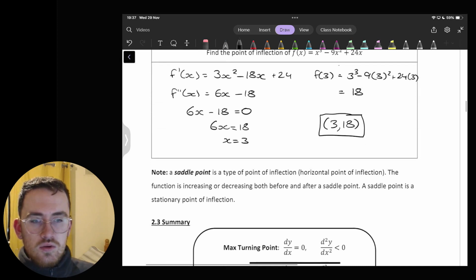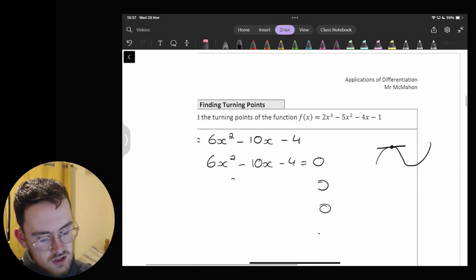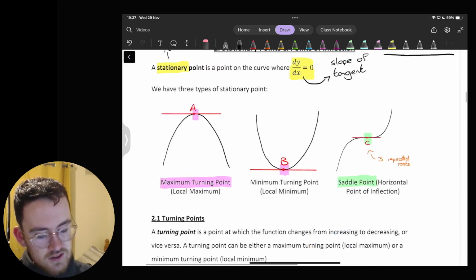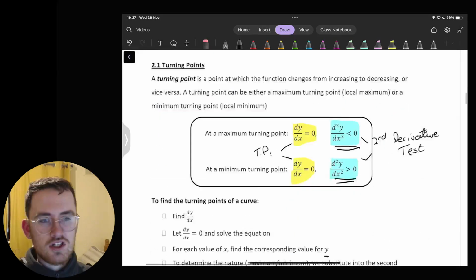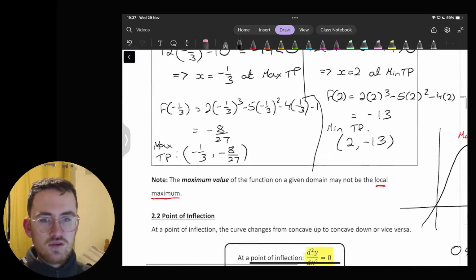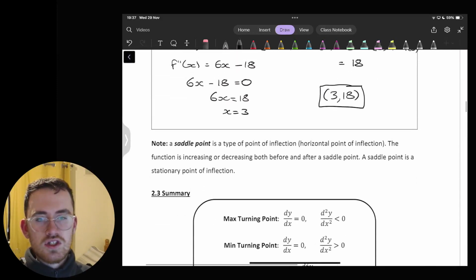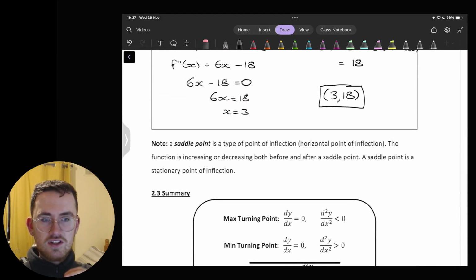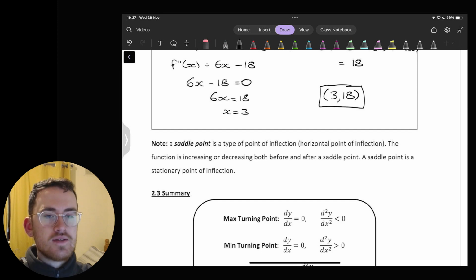Now, another note here: a saddle point is a type of point of inflection, and it's called a horizontal point of inflection. Remembering your saddle point that we had here at the start, the saddle point at the very top there, it's a horizontal point of inflection. It's a point where the graph changes from concave up to concave down. It's a particular type because a saddle point doesn't change in terms of increasing or decreasing. It's increasing before and after the saddle point. It actually isn't changing value there. So a saddle point is a stationary point of inflection.